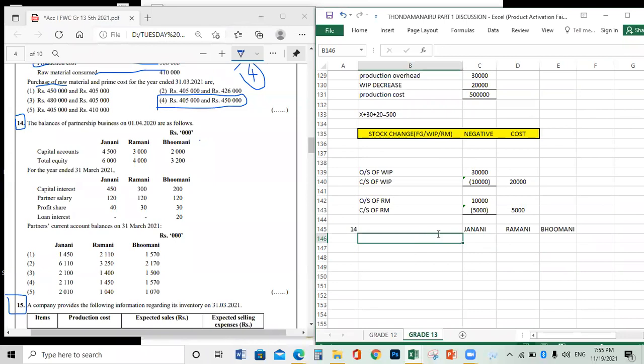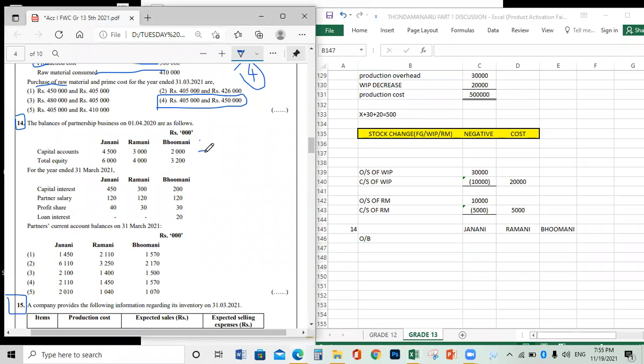First of all, you put the opening balance of the current account. If there is anything increasing, you add. If there is anything decreasing, you deduct. Now, they haven't given you the current account opening balance. But they have given the total equity and the capital account balance. You can find the current account through that, because for a partnership, your total equity is the sum of capital plus current account.